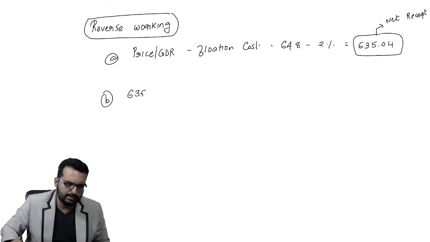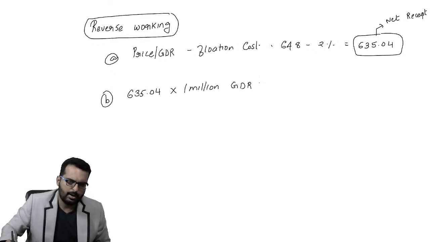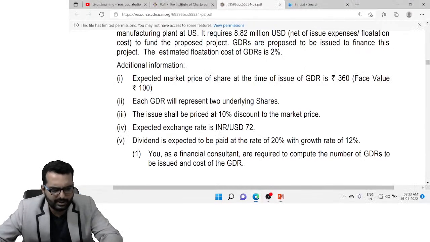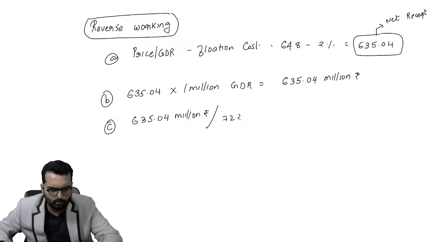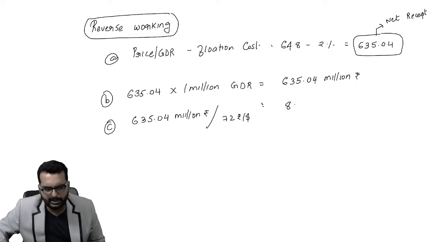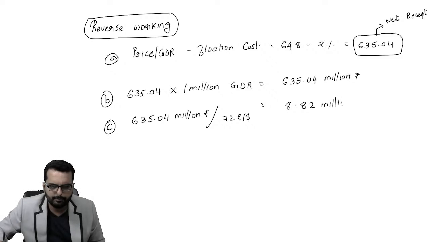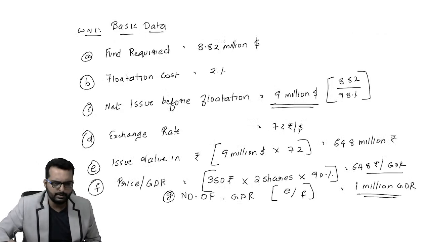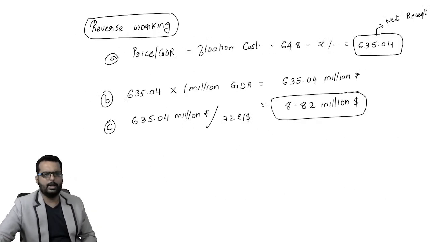So if I do 635.04 into 1 million GDR, I would get the answer as 635.04 million rupees. All right, 635.04 million rupees divided by what was the exchange rate? 72 rupees per dollar. If you do divided by 72, you will get 8.82 million dollar. Isn't this exactly the same number that we started off with? Right? Can you write down this in your books now?